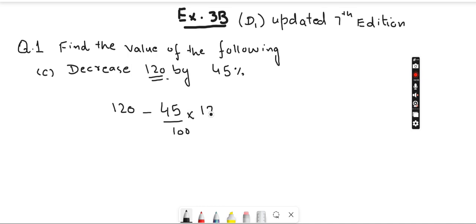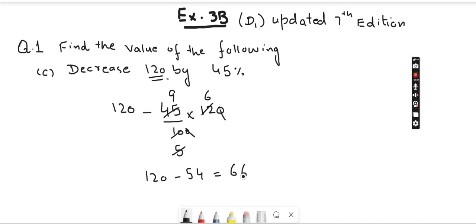So there is a decrease of 45% in it. I'm reducing it with 2 first. So 120 minus 9 6 times 54, and your final answer comes 66.